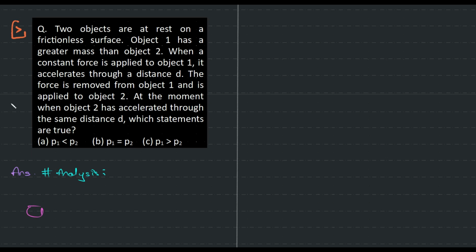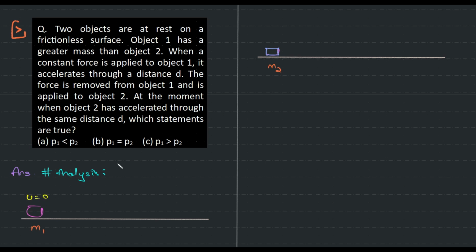We have something like this. So two objects, this has greater mass than the other object. The other object is smaller. Object 1 has a greater mass, so we can call this M1 and this M2. So both are at rest.